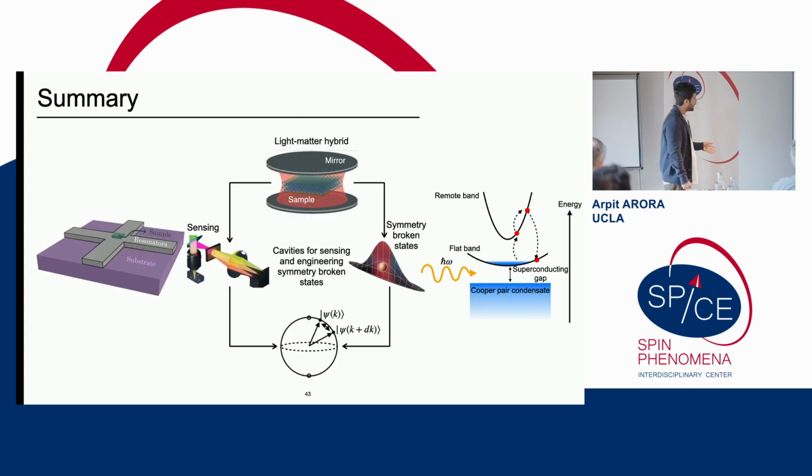So with this, I come to an end, and let me just summarize. I told you about sensing and controlling symmetry-broken states in light-matter hybrids, which are very, very closely related to non-trivial winding of the wave functions.